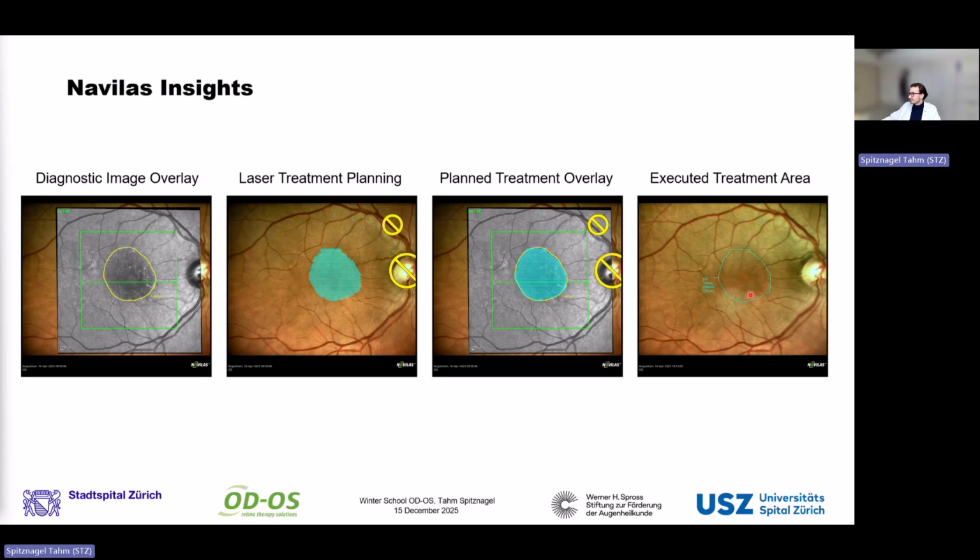And on the right-hand side, you can see the executed treatment area with the parameters used. Furthermore, this treatment can be performed either way, with or without a contact lens, depending on clinical preference and patient-specific factors. During the treatment, the planned laser pattern is overlaid onto the live fundus image, enabling this precise and reproducible laser application. Finally, the system is documenting the exact executed treatment area, as I showed you, which is particularly valuable for follow-up and repeated treatments of those patients.